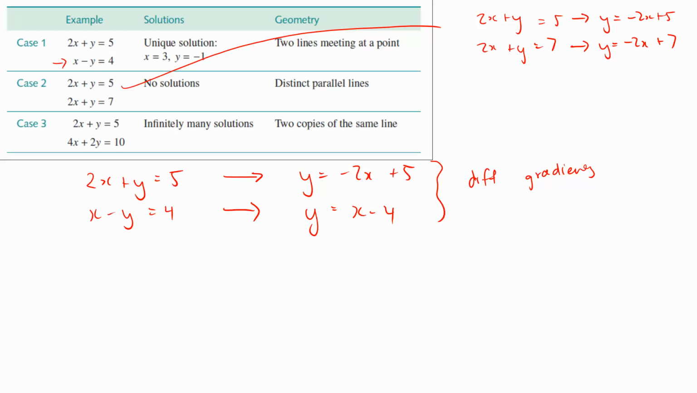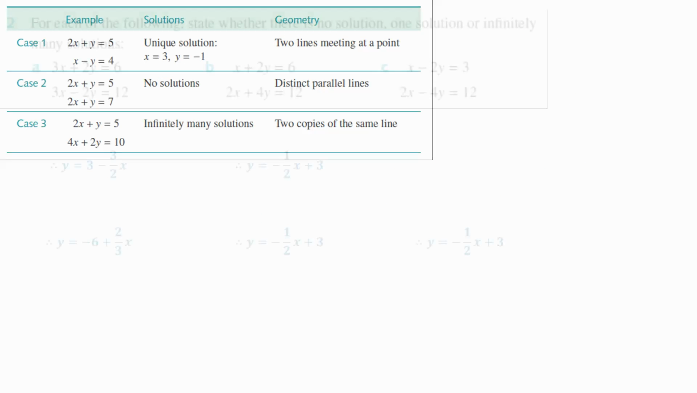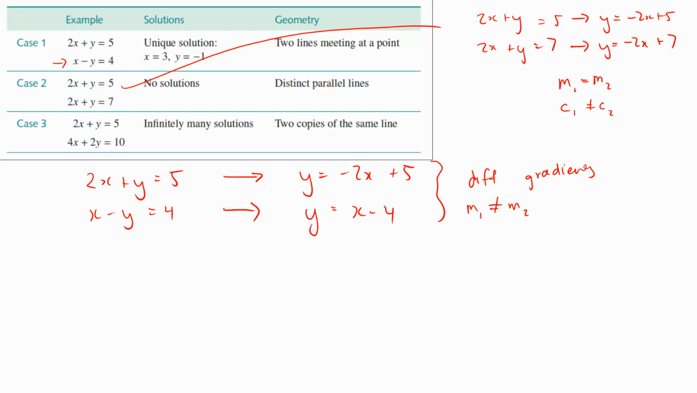Okay, so right here, I wrote here, for a unique solution, m1 does not equal m2. In this case here, m1 equals m2, but c1 doesn't equal c2, meaning the y-intercepts. Okay, whereas infinitely many would mean m1 equals m2 and c1 equals c2.